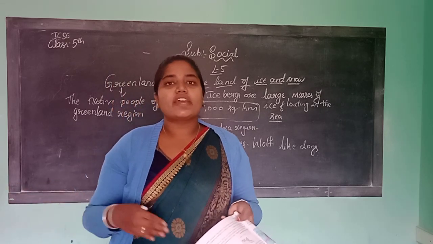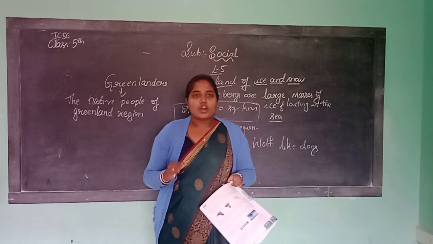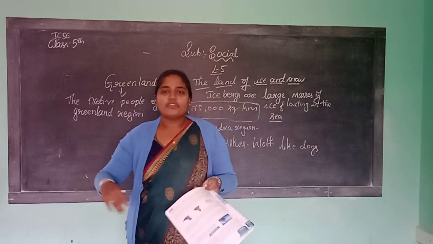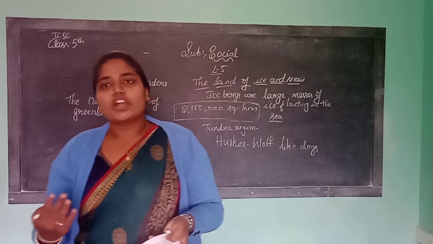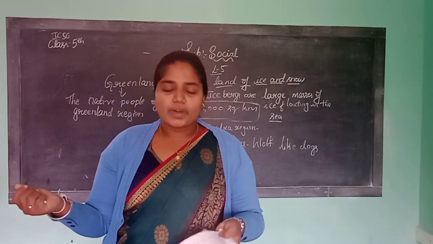How are Eskimos? They are very fat. They are very fat with a short body. They are very short and very fat. So what is the color of the skin? Yellow or copper color skin.